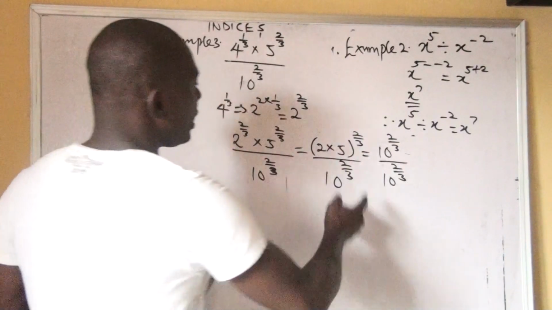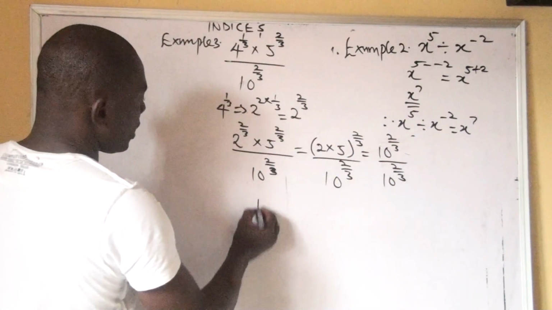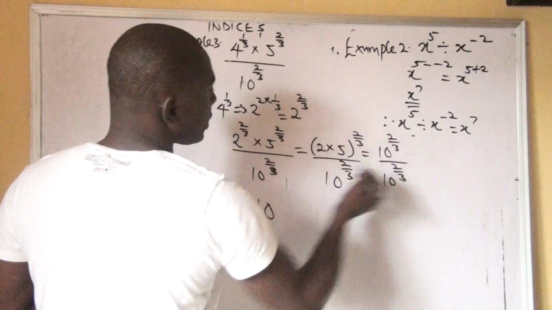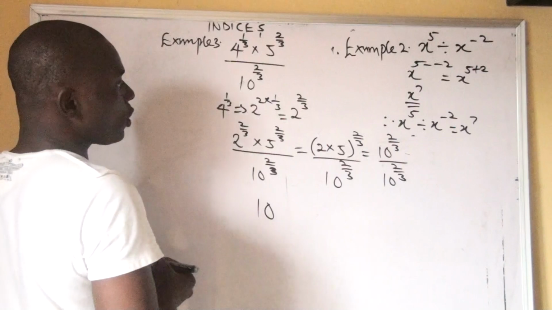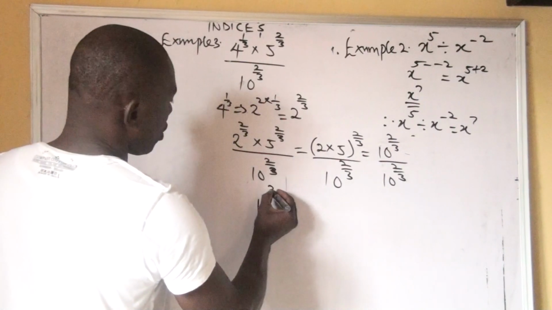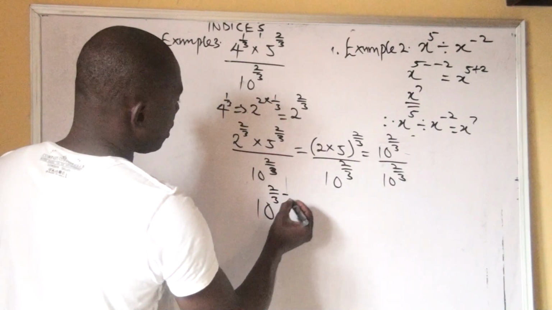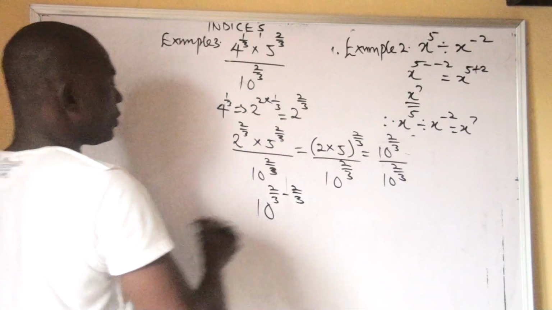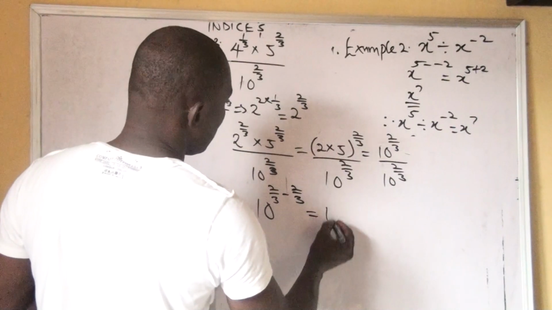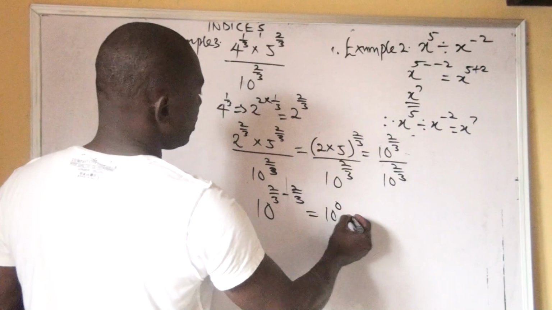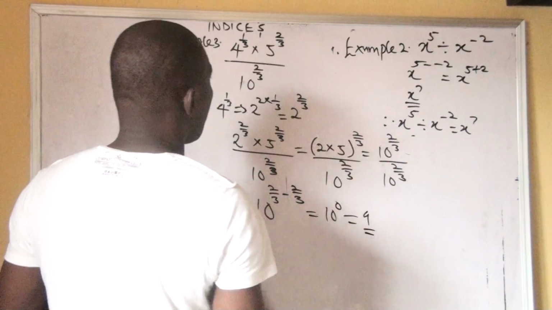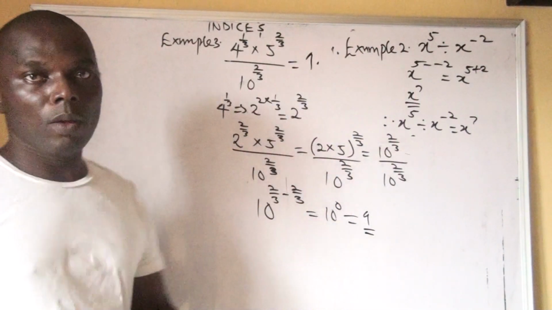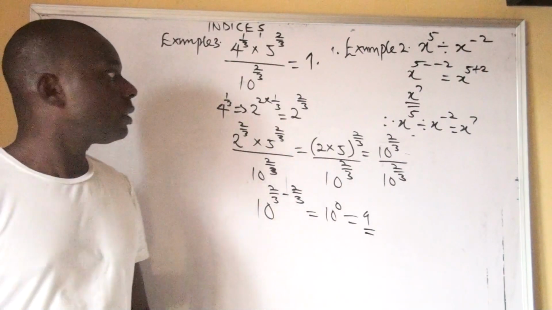So here we can use our normal operation. 10 is the common base. This is division, so division will subtract the powers. That means this will become 10 raised to power 2 over 3 minus 2 over 3, which gives us 10 raised to power 0. Any number raised to power 0 is equal to 1. So our answer is 1. That is one question.